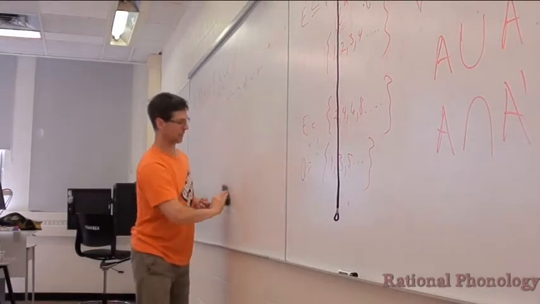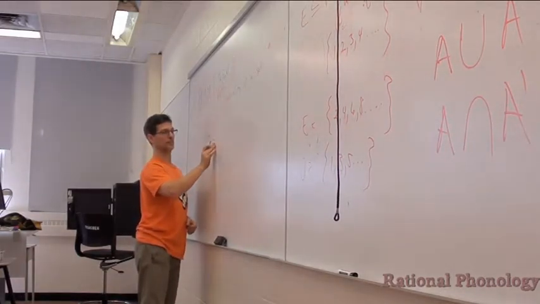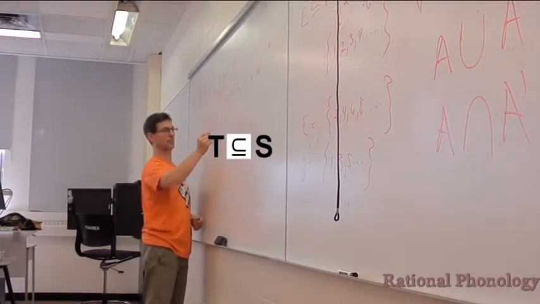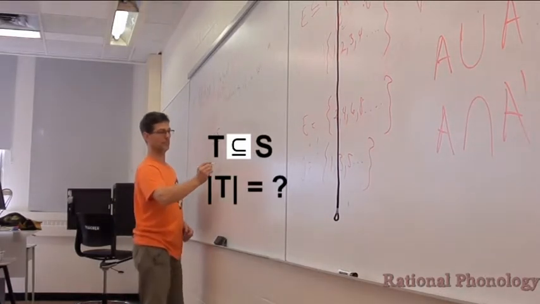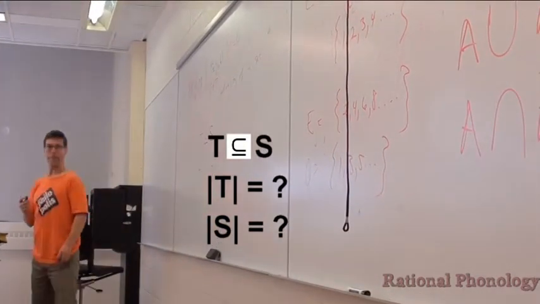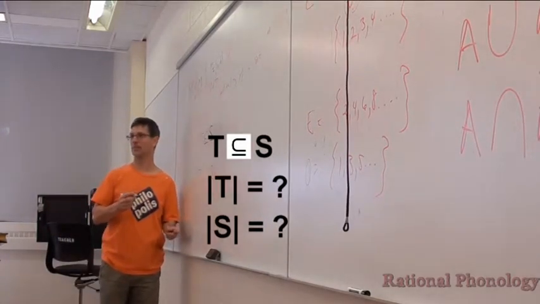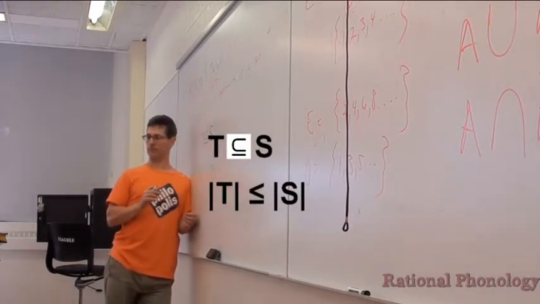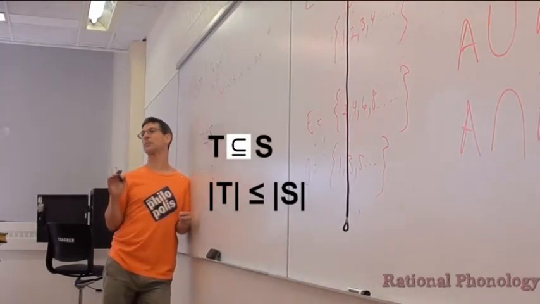So if I tell you something like this, let's make subset. T is a subset of S. What can you tell me about the cardinality of T and the cardinality of S? Everybody see this? Jenny, you see it? Yeah. The cardinality of T has to be less or equal to the cardinality of S. That's what every reasonable person would say, right? And for our purposes, it's going to be true.